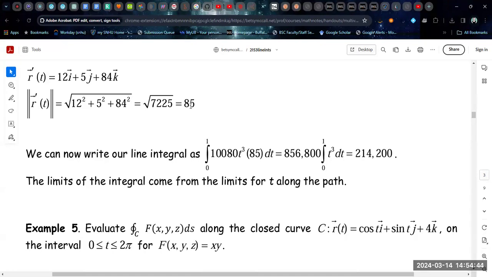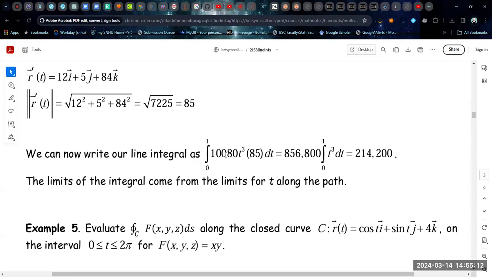Now, sometimes, of course, depending on the kind of function that you have, this was just a straight line, but you may get functions of t under the integral, under the square root, that may complicate your integration, but fundamentally, it doesn't really change the nature of the problem. We take our ds and we replace |r'(t)| dt with 85 dt.